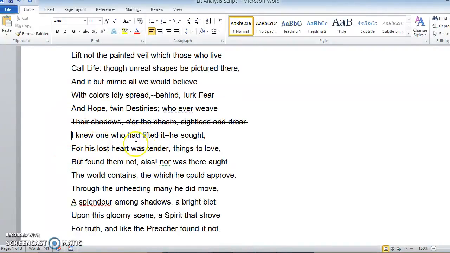I knew one who had lifted it. Lifted what? What is the writer talking about? He's talking about this painted veil. I knew somebody who lifted it. He sought, for his lost heart was tender, things to love, but found them not. You can ignore the "alas." Nor was there aught the world contains, the which he could approve. I'm going to even cross that out.